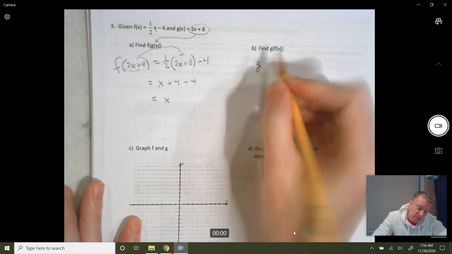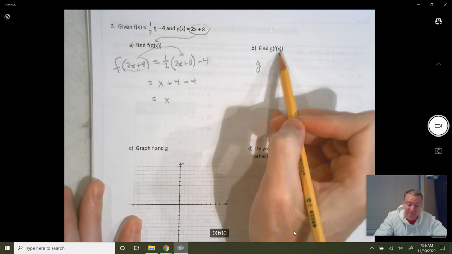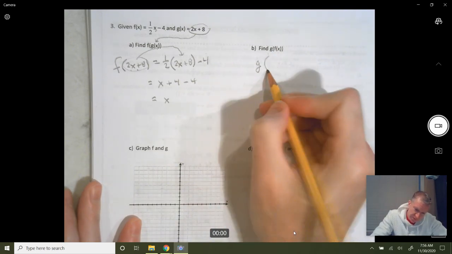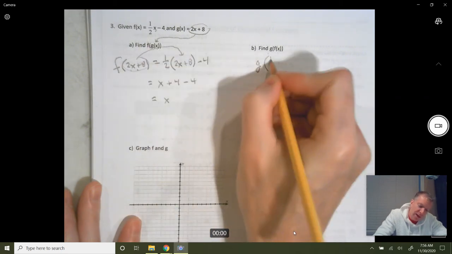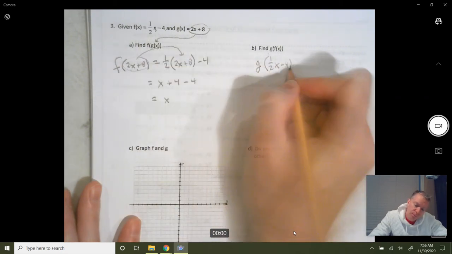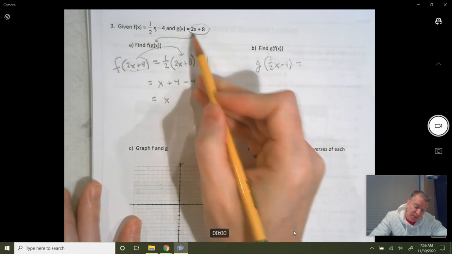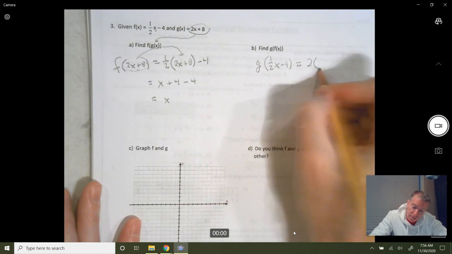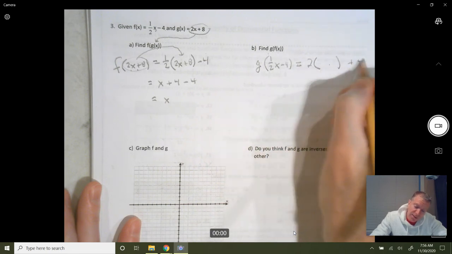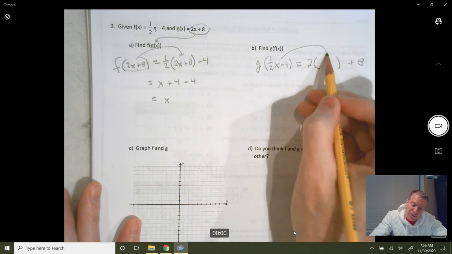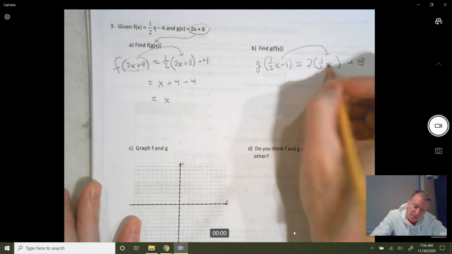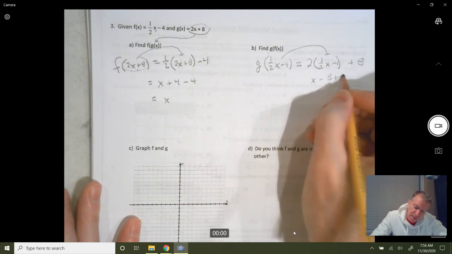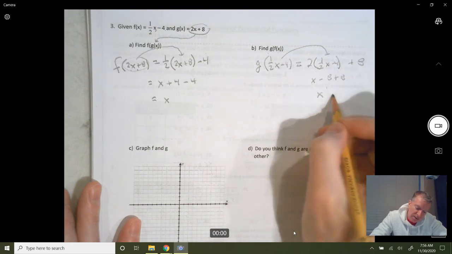g of f of x. So now we're taking f of x and making that the input into the g function. So g of f of x is 1/2 x minus 4. Now I take the g function, which takes an input, multiplies by 2, and adds 8. Now this entire thing is my input, 1/2 x minus 4. So you get x minus 8 plus 8, and you simply get x, okay?